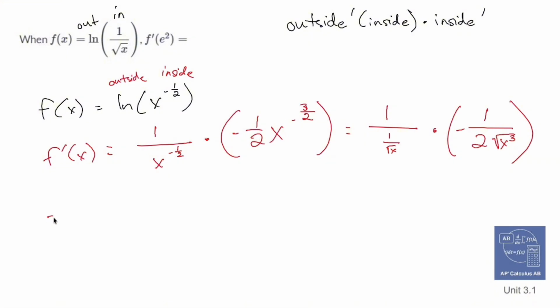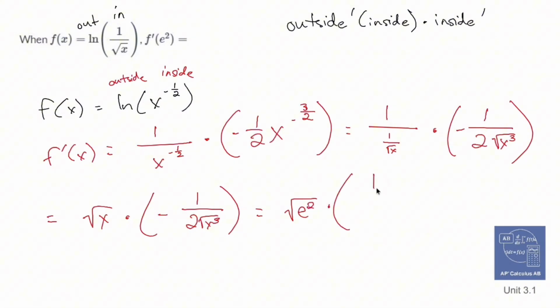Maybe one more step. 1 over a fraction is just the reciprocal, so you look like that. So square root of x times negative 1 over 2 square root of x cubed. Now I feel comfortable plugging in e squared, so you are going to be the square root of e squared, I'll clean that up in a minute, times 1 over 2 the square root of e squared cubed. Don't forget that negative out front. I think I wrote it but didn't say it.